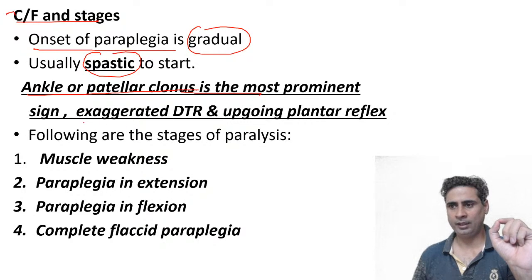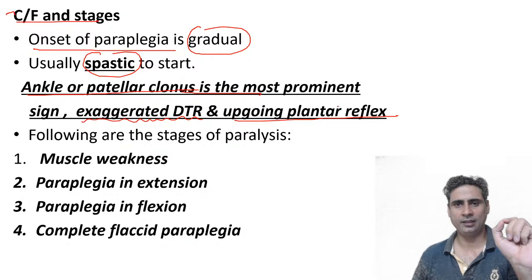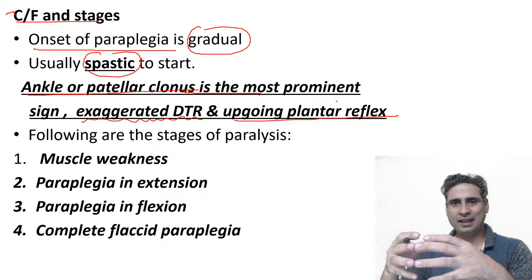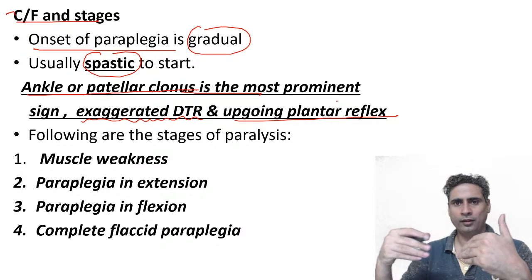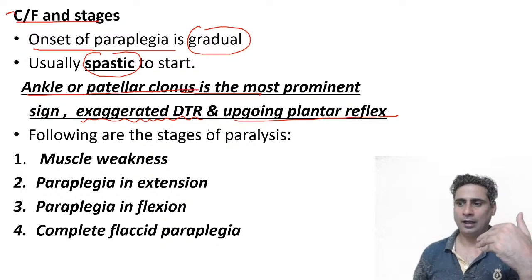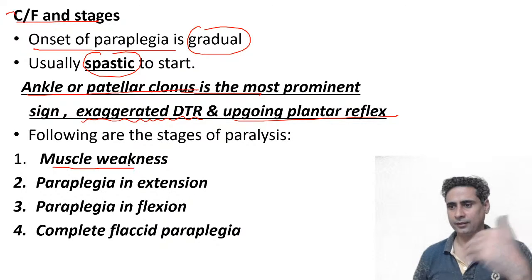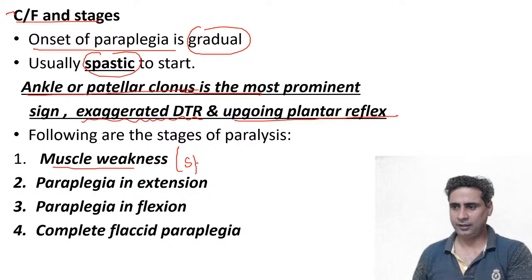Other early signs will be exaggerated deep tendon reflex and upgoing plantar reflex, that is positive Babinski's sign. Pott's paraplegia progresses through 4 stages. The earliest stage is muscle weakness, and this muscle weakness is spastic muscle weakness.